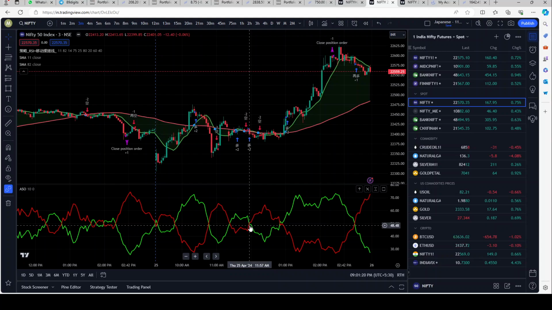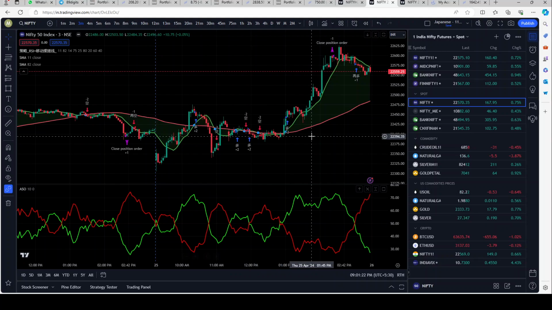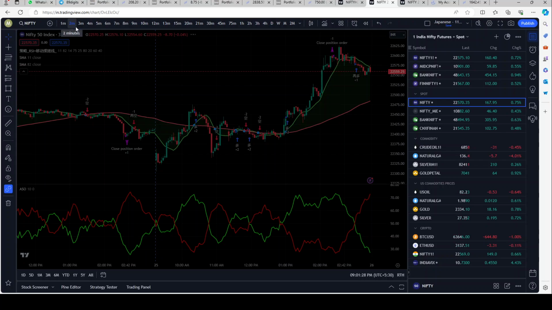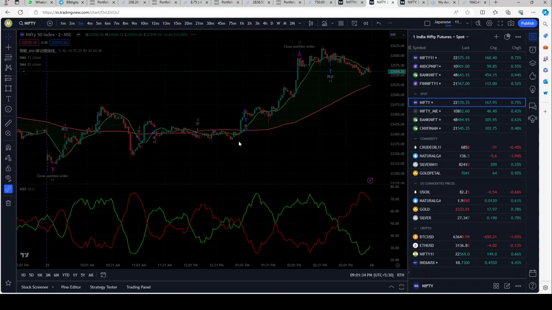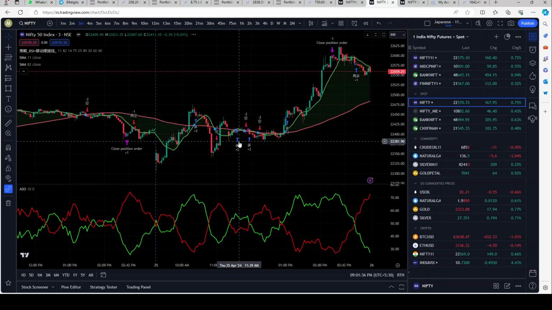Sometimes you need to take a small loss as well, but most of the times you'll find that when the market is trending, this indicator will work for you on the 2 or 3 minute time frame. So I just wanted to share this with you because earlier I had made a video called the 11 by 82 strategy. That strategy was again, I think, the same thing that I'm explaining over here.